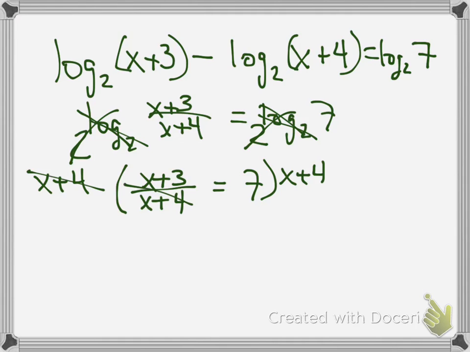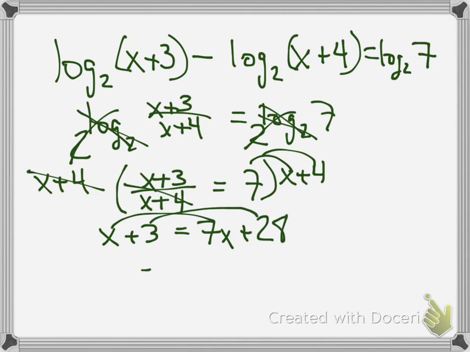Okay, so the x plus 4's cancel each other out, leaving me x plus 3 on the left. And then 7 times x plus 4 will give you 7x plus 28. And then you can go from there, crisscross, variables to the left, numbers to the right, divide, and then you have your final answer. And that's it. And yes, you could have left that one as a fraction.